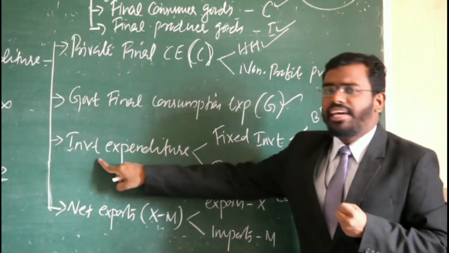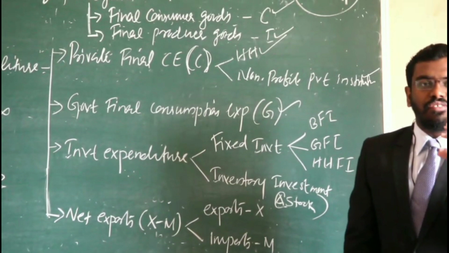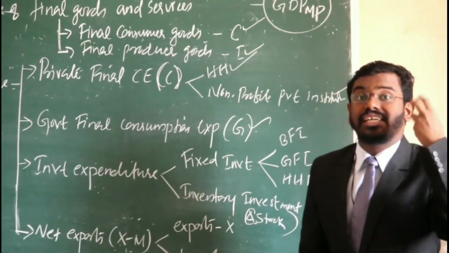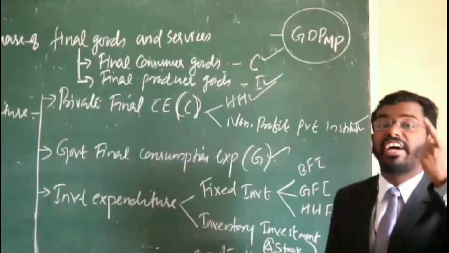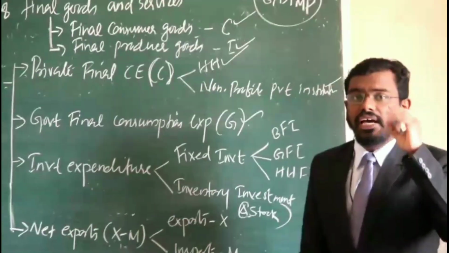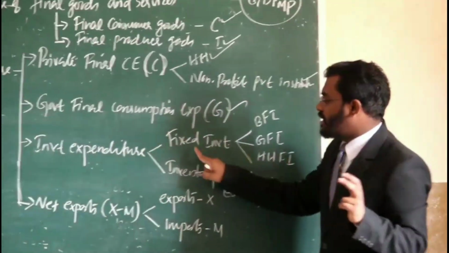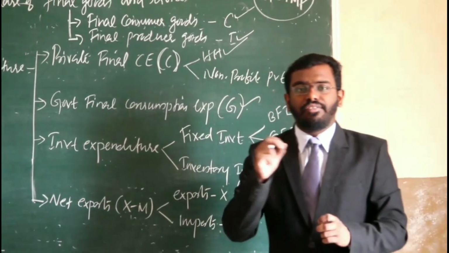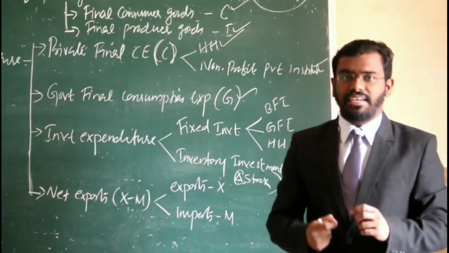Next one, investment expenditure. Investment expenditure means expenditure made by the producing sector or producers on final goods. That time we discussed that investments are of two types, fixed investment and inventory investment. Fixed investment means investment made on fixed assets.